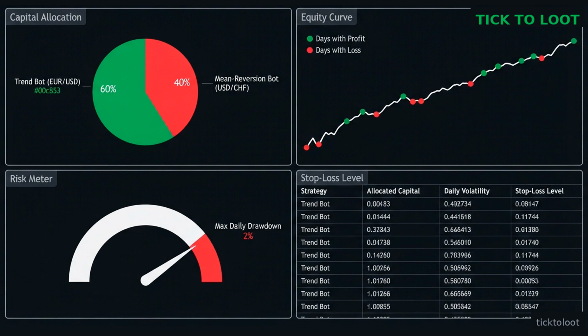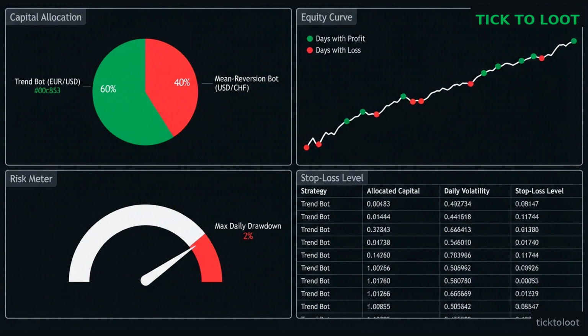The risk meter at the bottom left warns us if the daily drawdown, the amount we lose from a peak, exceeds 2% of the total capital. This is our hard stop-loss rule. If the combined loss hits that line, we pause trading for the day.